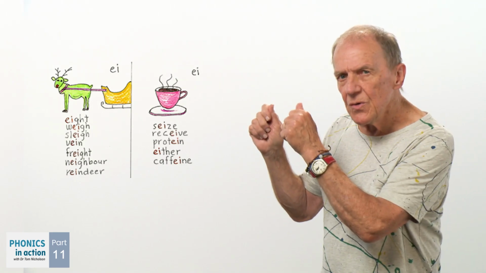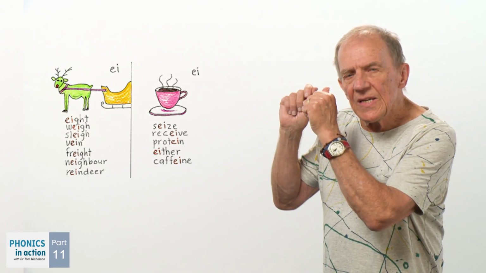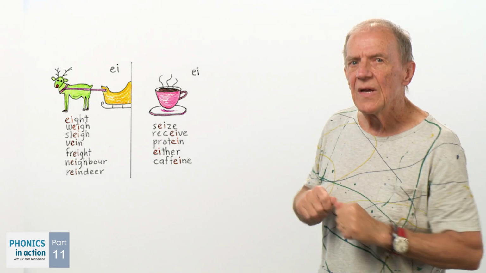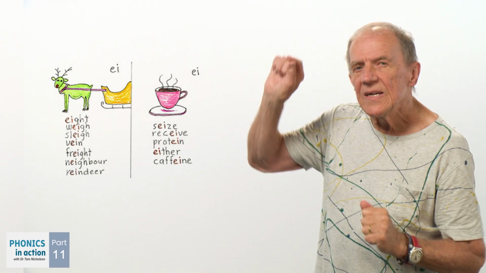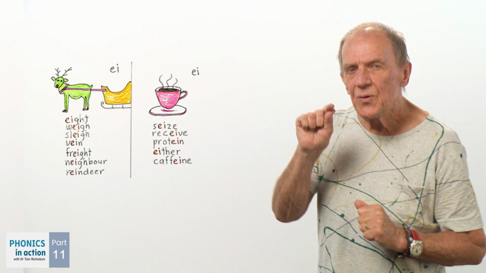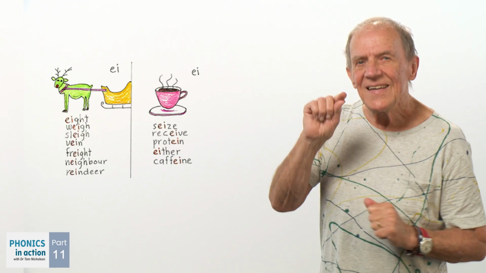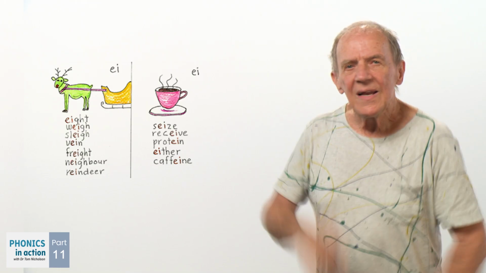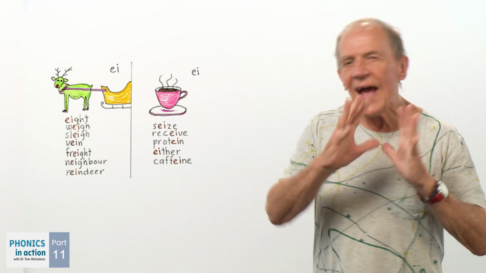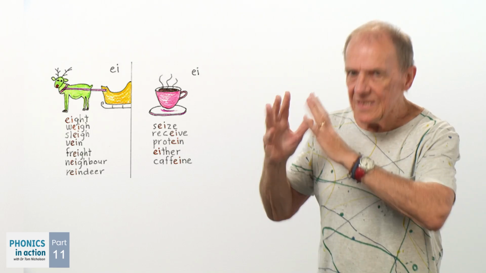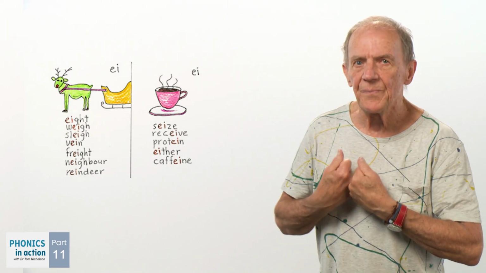Now in list 2, it's the E sound. So the EI says E, and here's the words. I'll read them. Seize, receive, protein, either, caffeine. Now here's a hot tip. Try the A sound first and then try the E sound to see what the word is.